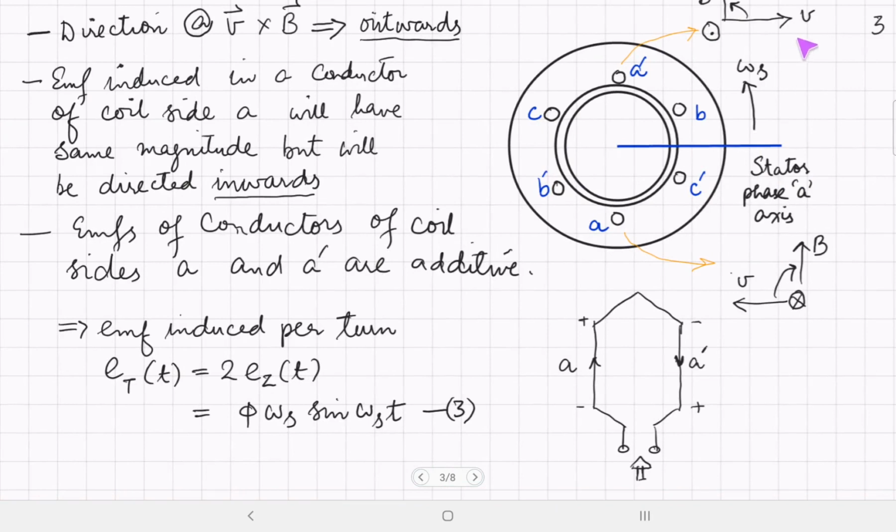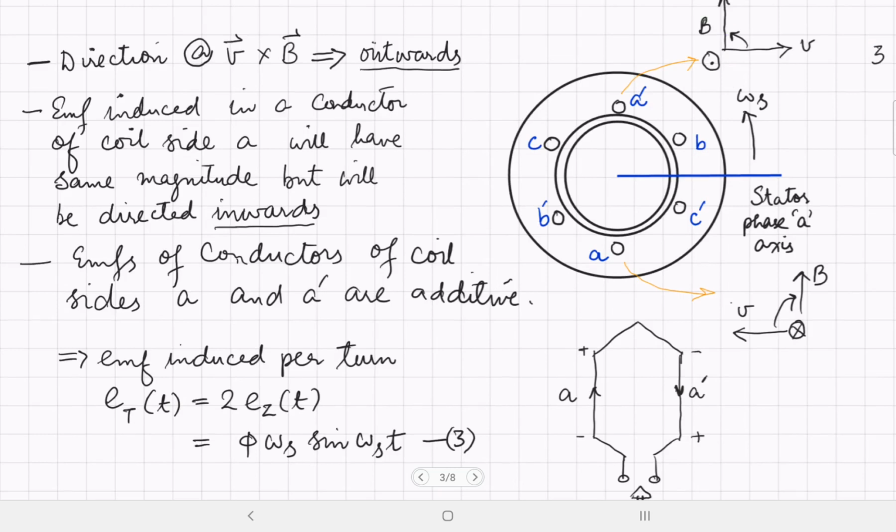The direction of the EMF induced in a conductor of coil side A prime can be found by using the V cross B rule, where V is the velocity of the conductor relative to the field. Here the field is moving towards left, and therefore the velocity of the conductor relative to the field will be towards right.